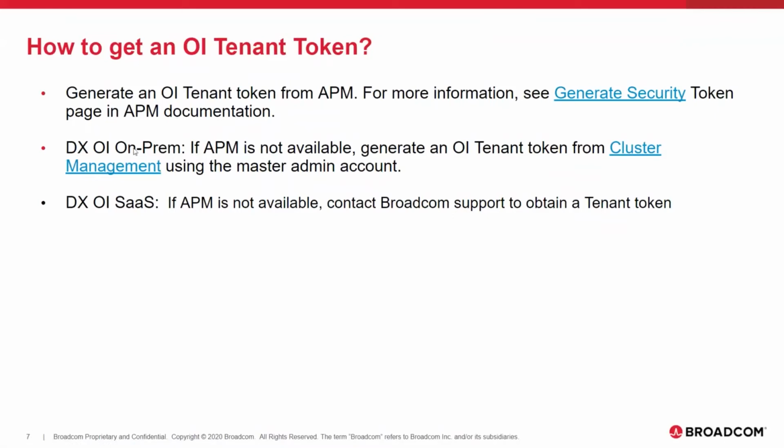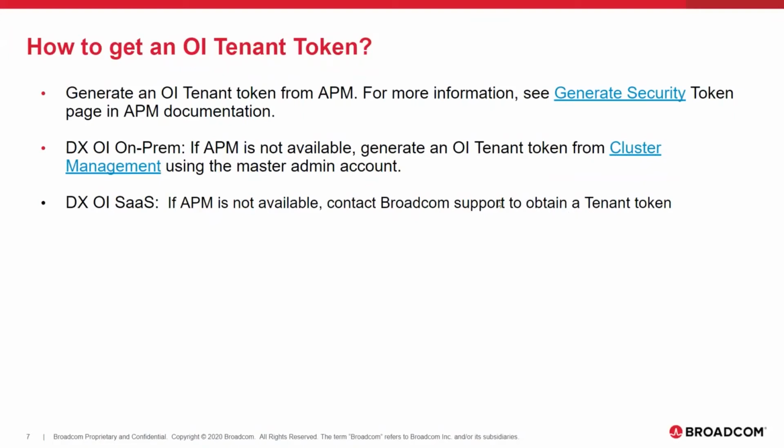If they are using DXOI on-prem, and APM is not available, only OI is installed, then they can refer to this particular link using the master admin account. They can enable that and create the tenant token. Currently, if the customer is on DXOI SaaS and APM is not available, they need to contact Broadcom support to obtain a tenant token.